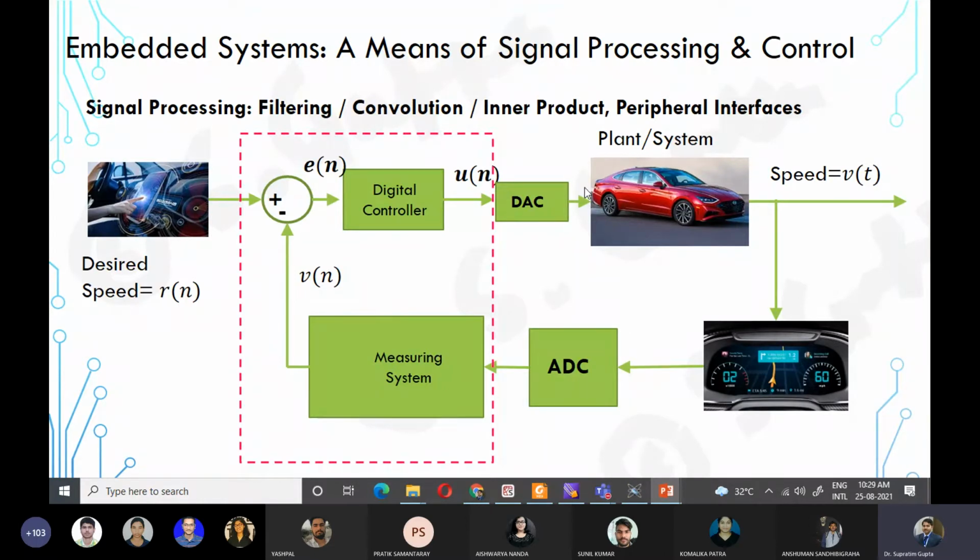So here we have the signal as UT, okay, and then this measurement is VT. Again, this velocity is an analog signal. So we have to convert this signal through this ADC into this VN, and then again, this system will run for continuous time. Is it understood?